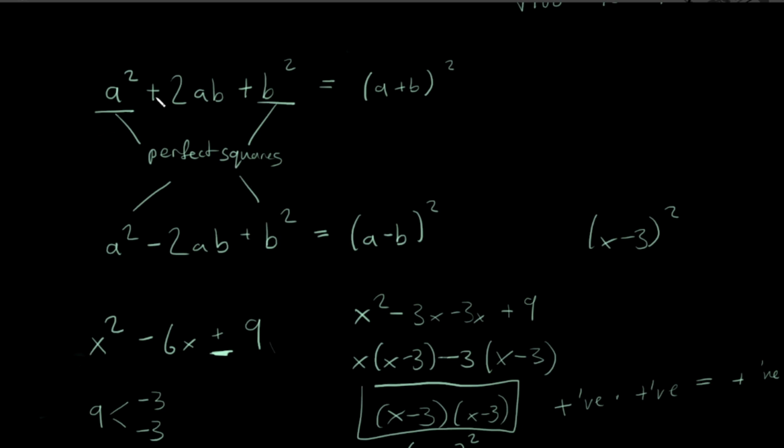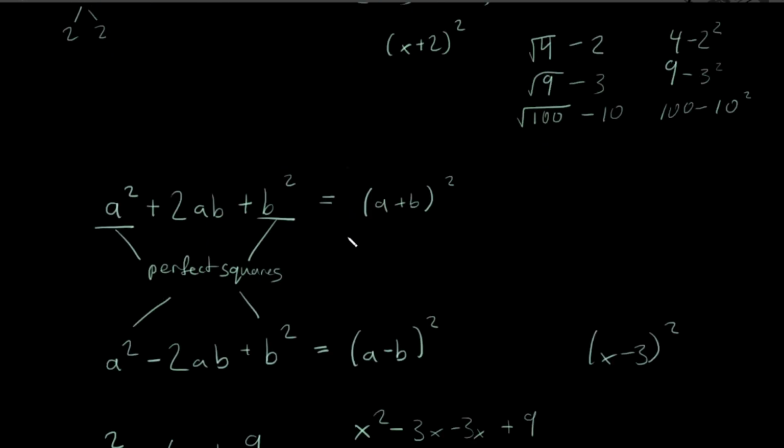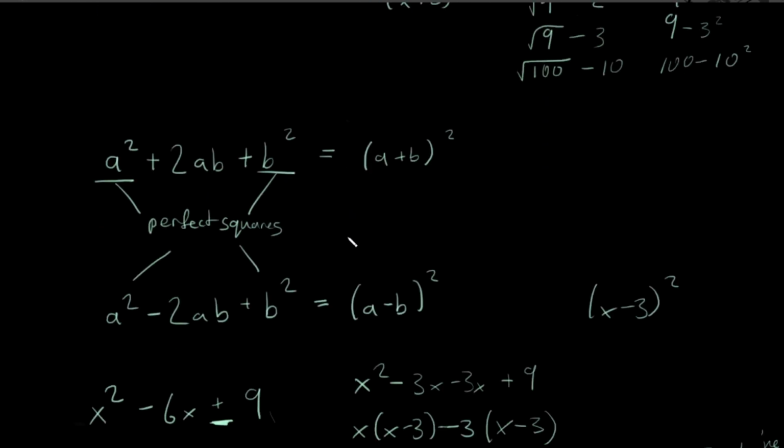However, our middle terms can be added or subtracted depending on if the second term within our binomial is plus or minus. So these are known as perfect square trinomials, and while you can technically find the factors for them using product sum, it's just so much faster to use the format, because then you save time and you can solve your equations quicker.